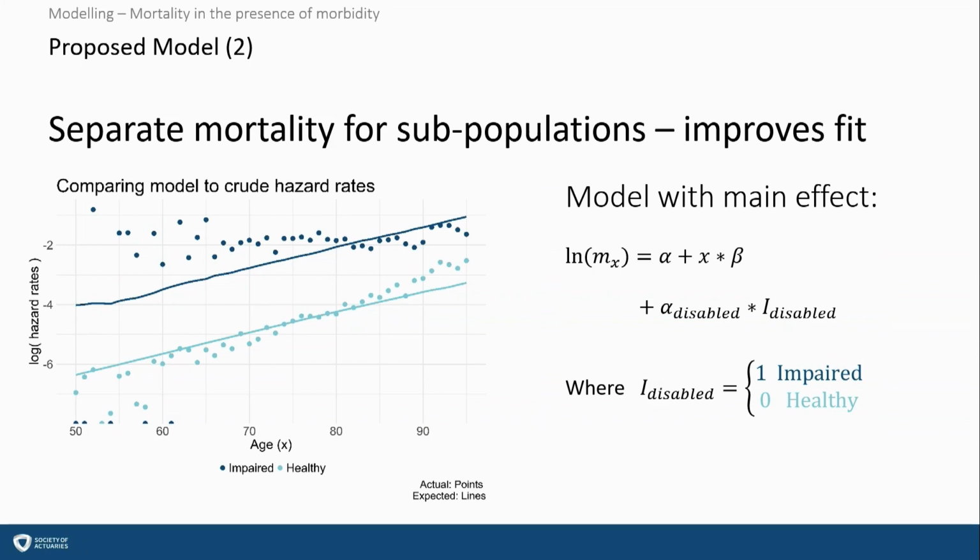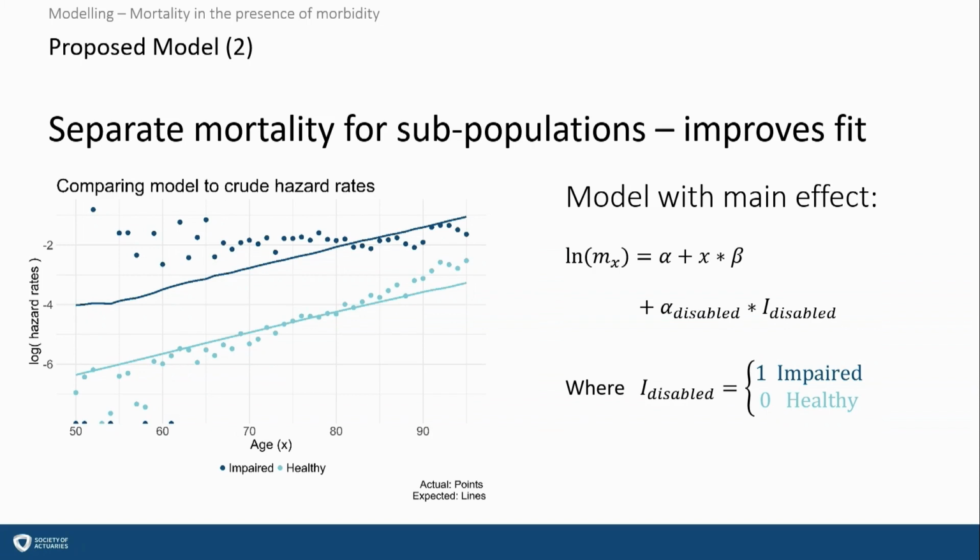All we had to do was add a single parameter. What the parameter represents is essentially an offset. So you could think of this as a percentage loading onto the standard table. So we're just saying that the impaired are 500%, for example, of the healthy lives mortality, but essentially still parallel.